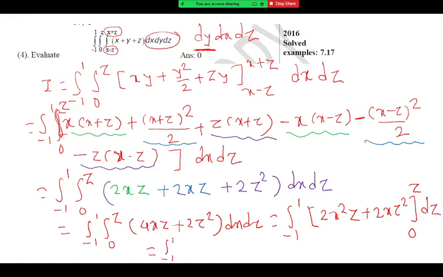What are we left with? The integral from minus 1 to 1 of 2z cube plus 2z cube. Is it 4z cube? And what is the integral of 4z cube? z to the power 4. Limits are minus 1 to 1. Put the upper limit: 1 raised to 4 is 1. Minus the lower limit: minus 1 raised to 4 is also 1. The answer is 0. Okay, good.